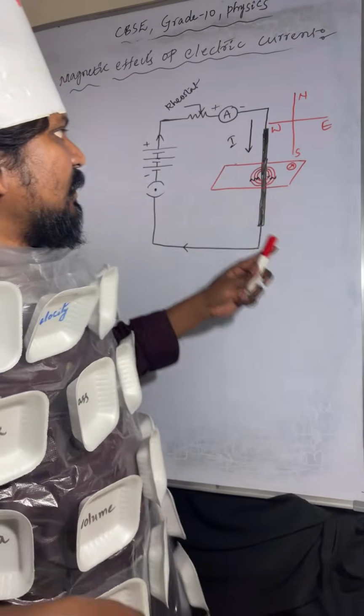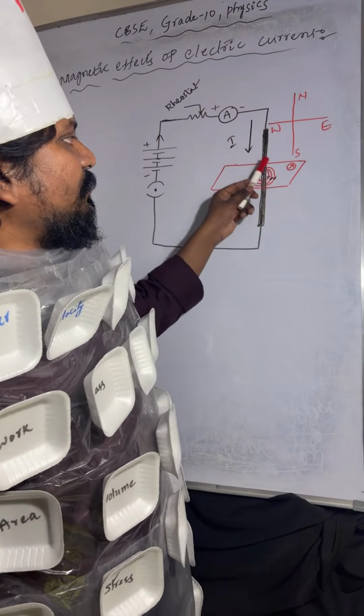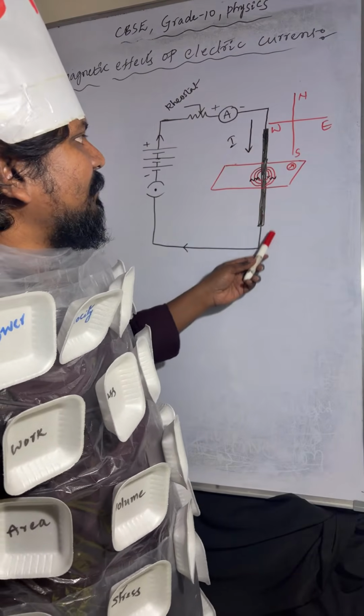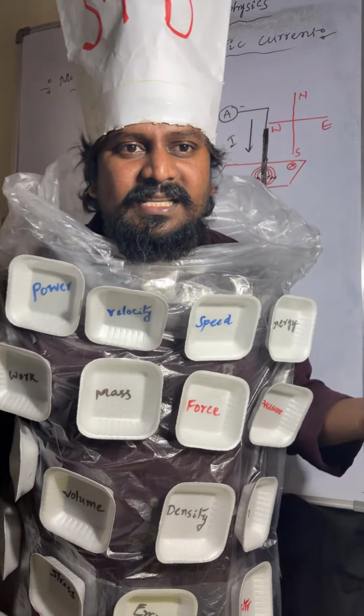Understood? Yes. If the current is passing from north to south, the magnetic field will be like this. If the current is passing from south to north, the magnetic field direction also changes.